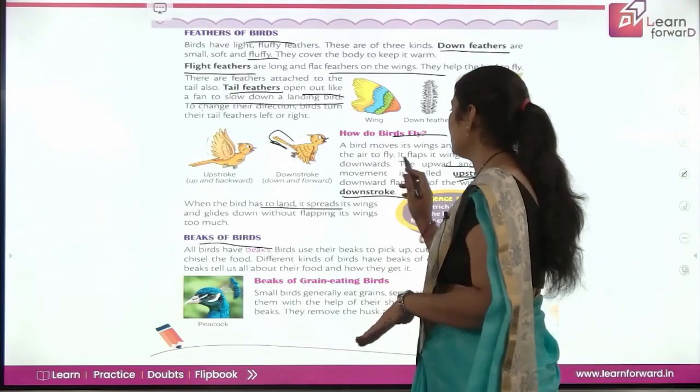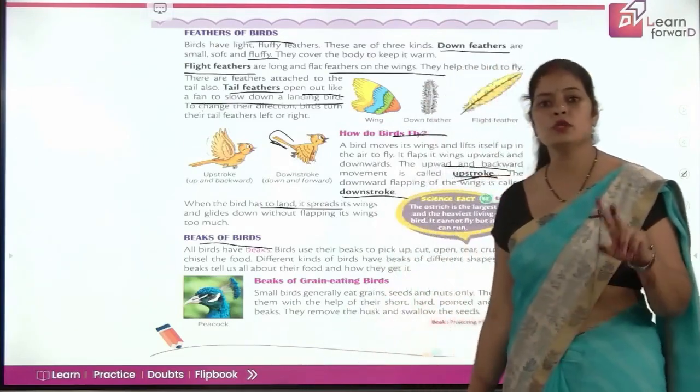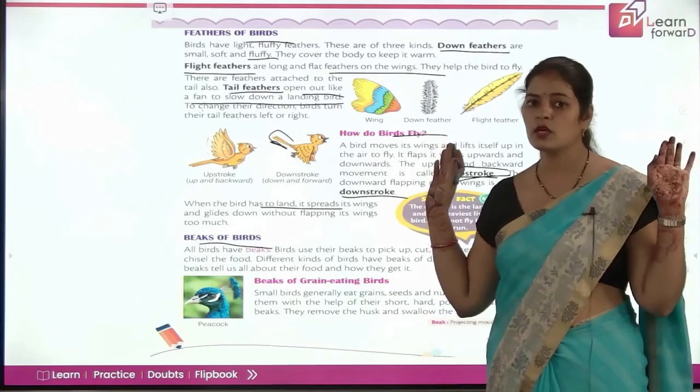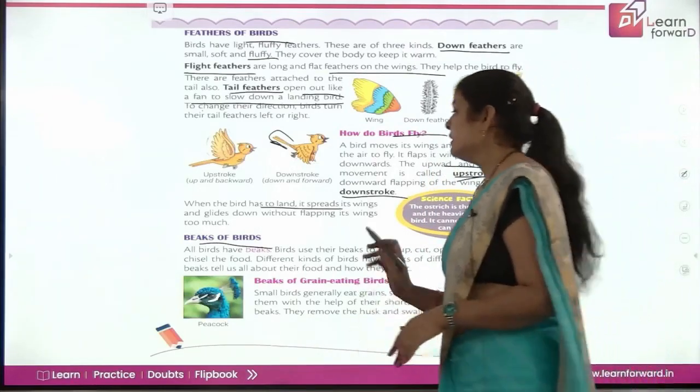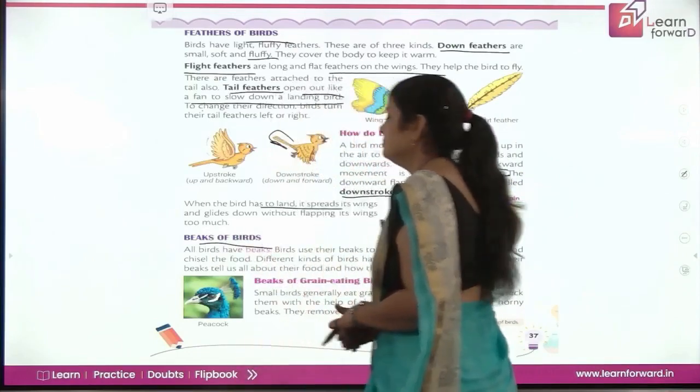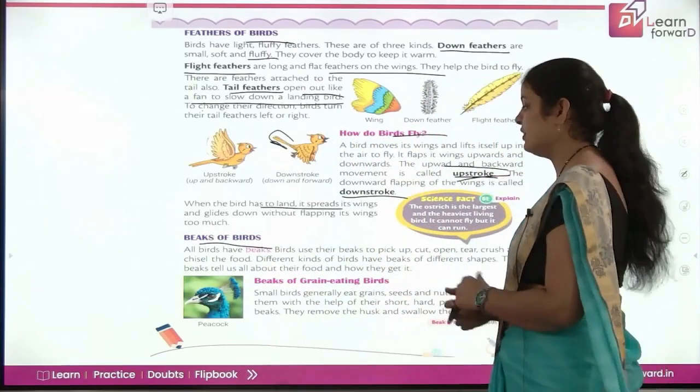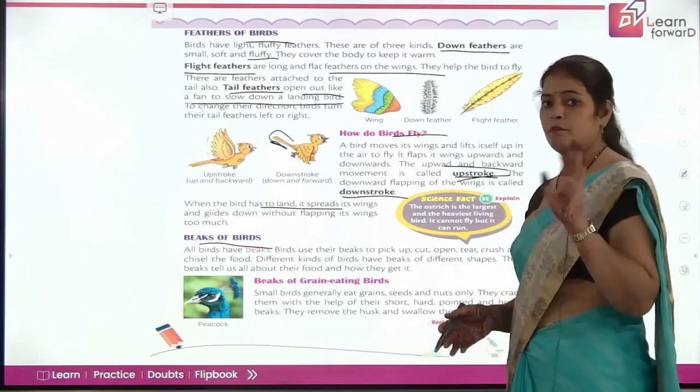Okay, next, these wings perform two types of movement. One is the upstroke, the flapping of the wings, and the other is the downstroke. Next is the beak of the bird. There are different types of birds and different types of beaks.